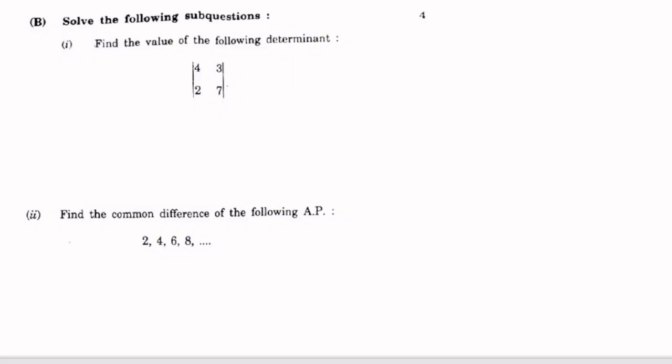Very simple. Now question B of question number 1. 1 mark each. But here it's saying solve it, so you have to solve and get the answer. You don't have to just tick, because there are no MCQs. So solve. What is the determinant? We know how to get the determinant. D, just cross multiply this way. So 4 into 7 minus 3 into 6.